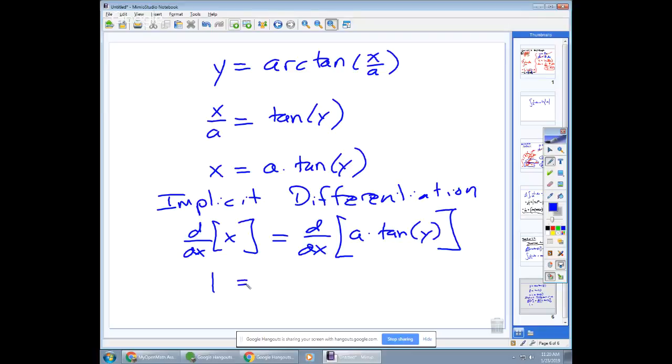On the right, a is just a constant. It just tags along as a multiple, right? Constant multiples tag along. Derivative of tangent: secant squared. But the chain rule says y is a function, so you have to multiply by the inner function's derivative. Derivative of y, we could just call y prime, or dy dx if you like.